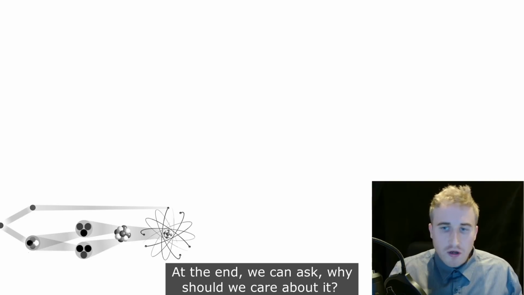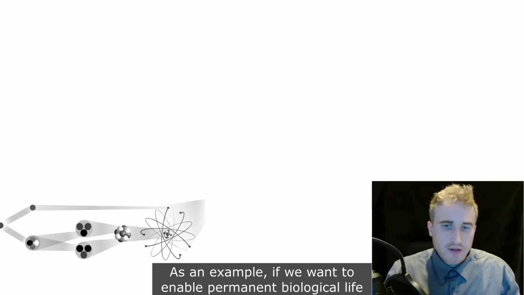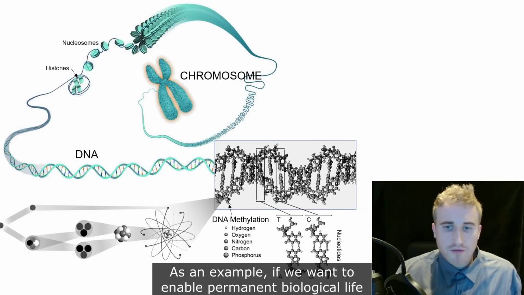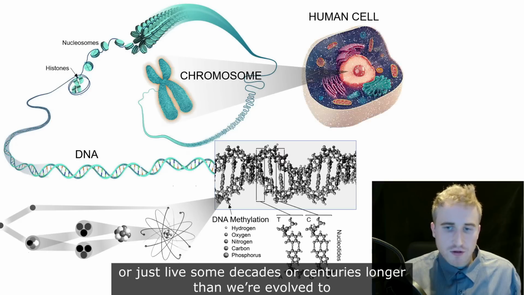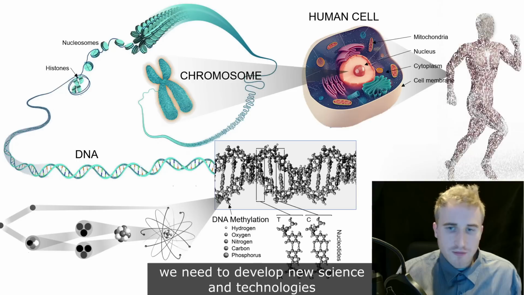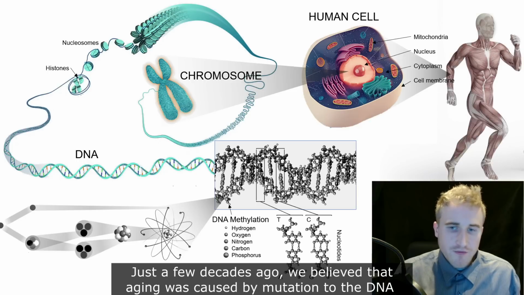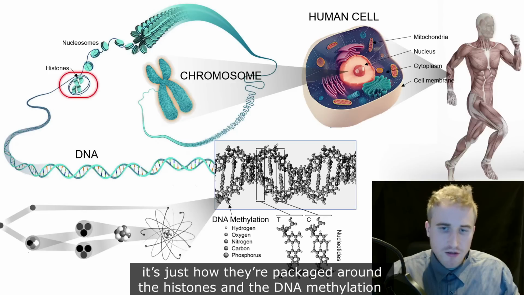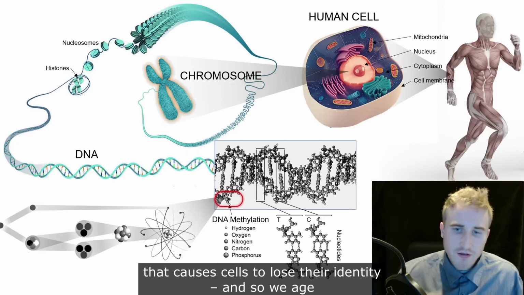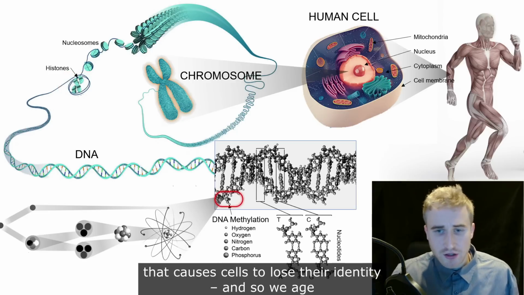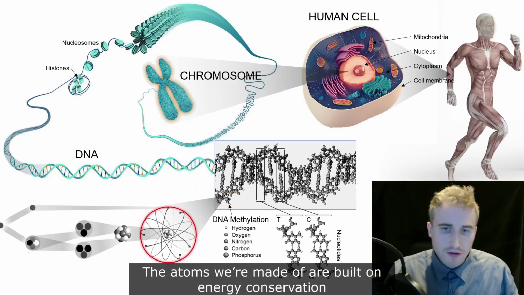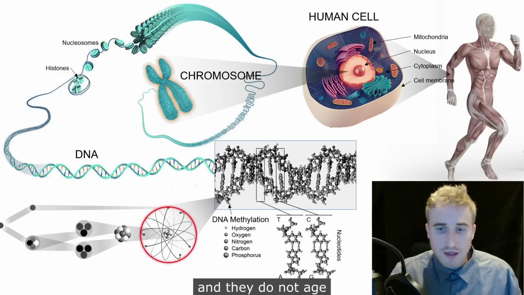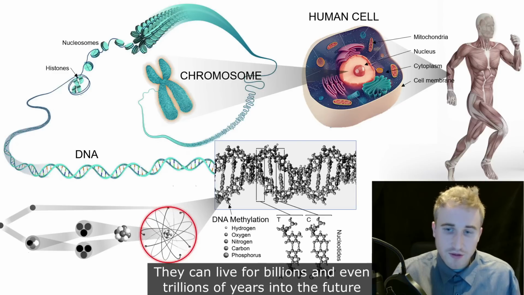At the end we can ask why we should care about it. As an example, if we want to enable permanent biological life or just live some decades or centuries longer than we are evolved to, we need to develop new science and technologies. Just a few decades ago we believed that aging was caused by mutations to the DNA. Then we figured out that our DNA does not age. It's just how it's packaged around the histones and the DNA methylations that causes cells to lose their identity, and so we age. The atoms we are made of are built on energy conservation, and they do not age. They can live for billions and even trillions of years into the future.